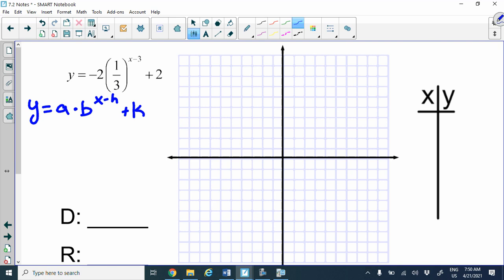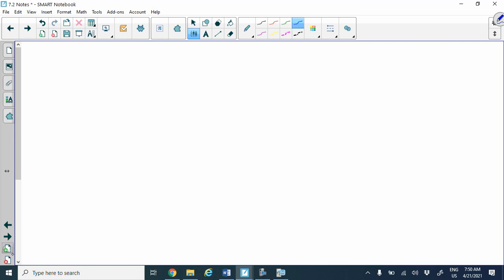So h means that we move to the left and right. K means we move up and down. Okay, so you might need to write that back down again if you need to. So let me write this. So a times b to the x minus h plus k.